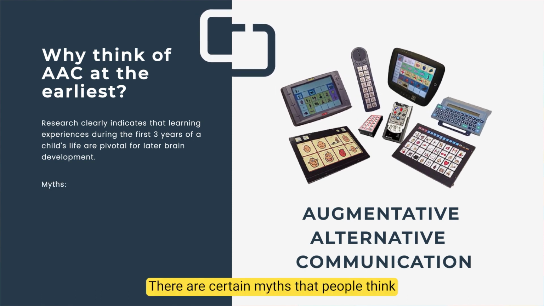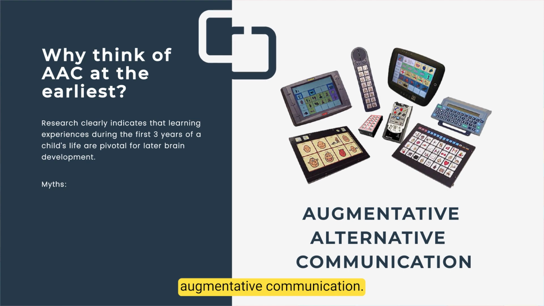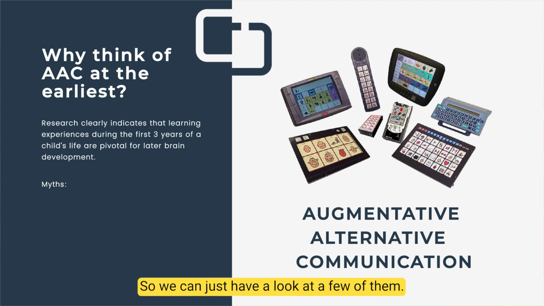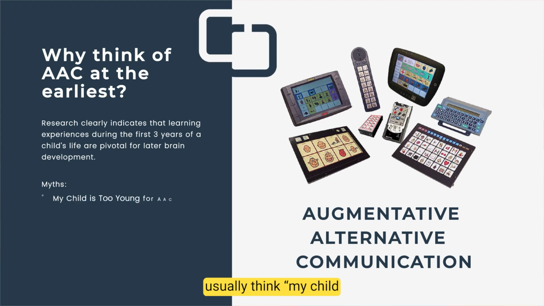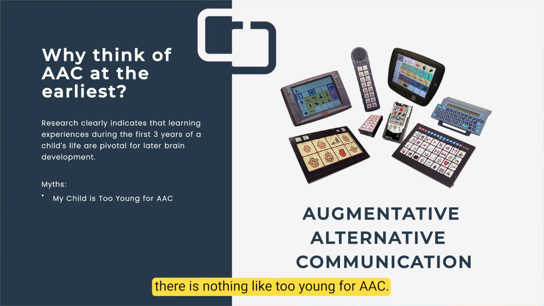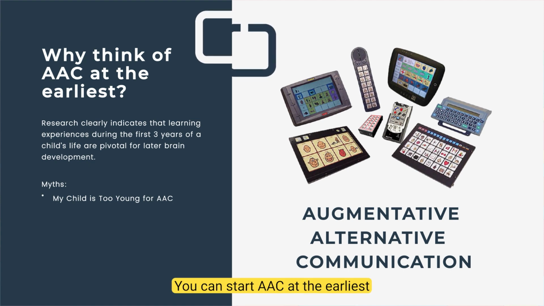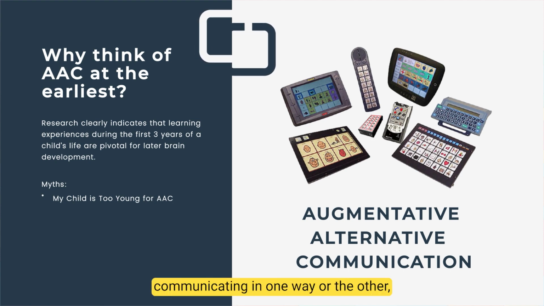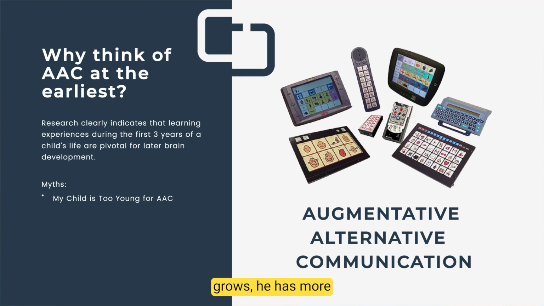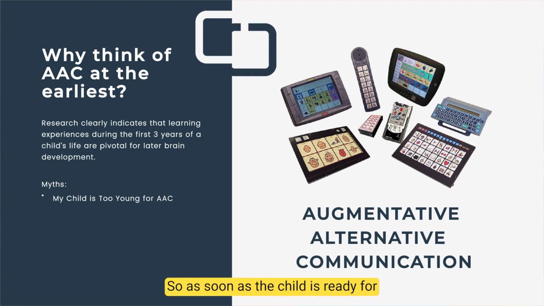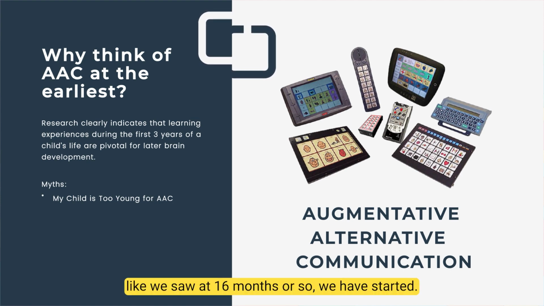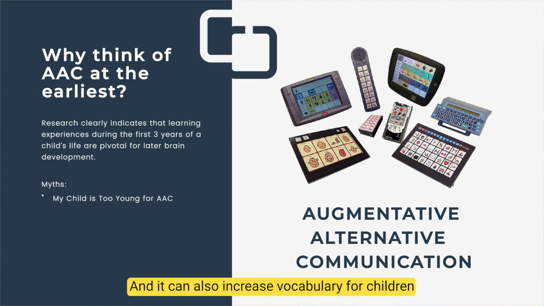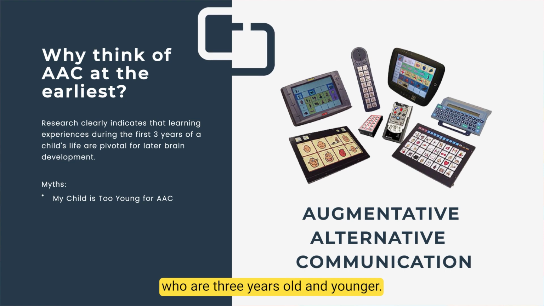There are certain myths that people believe that keep them from using alternative augmentative communication. So we can have a look at a few of them. Parents usually think, my child is too young for AAC. No, there is nothing like too young for AAC. You can start AAC at the earliest, because from day one your child starts communicating in one way or the other, and as your child grows he has more and more needs for communication. So as soon as the child is ready for good communication, like we saw at 16 months or so, we can start at the earliest. And it can also increase vocabulary for children who are 3 years old and younger.